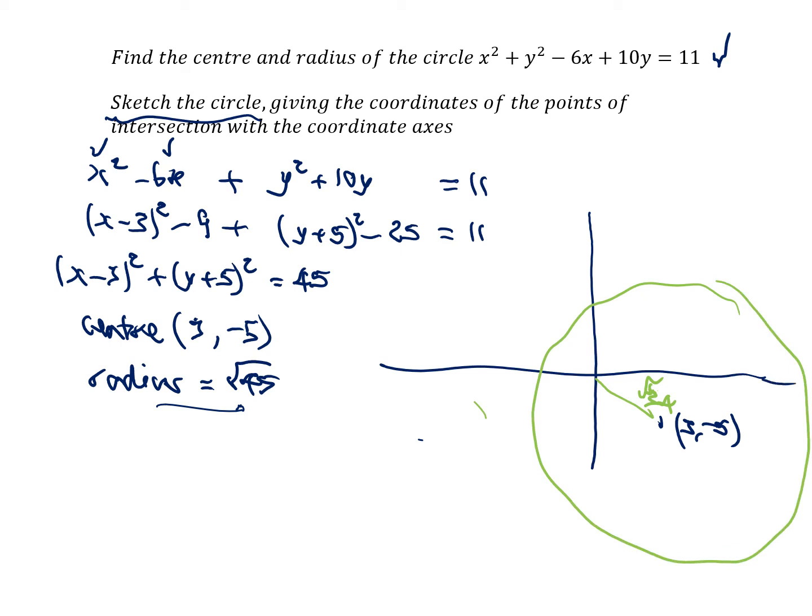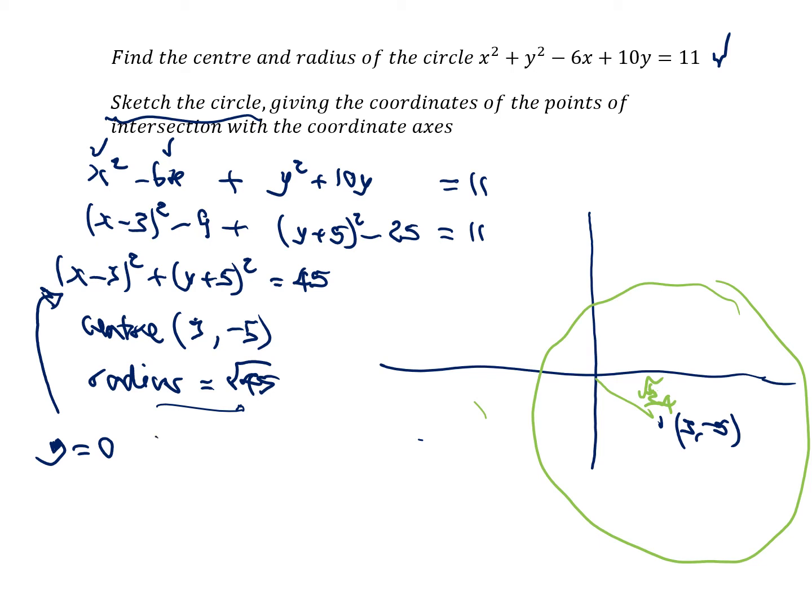The x-axis is here. So what I need to do is just make sure that I've answered the question: sketch the circle, giving the coordinates of the points of intersection with the coordinate axes. So we're still not finished yet. We've got to find the points of intersection with the coordinate axes. So on the x-axis, what is the value of y on the x-axis? It's y equals 0.